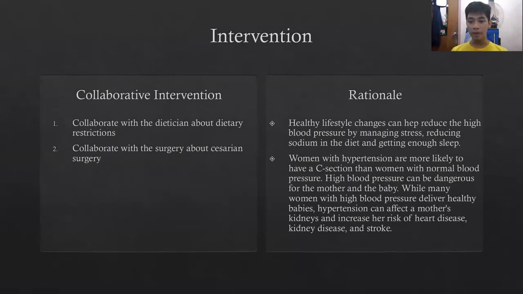So women with hypertension are more likely to have a C-section than women with normal blood pressure. High blood pressure can be dangerous for mother and fetus. While many women with high blood pressure deliver healthy babies, hypertension can affect the mother's kidney and increase her risk of heart disease, kidney disease, and stroke.